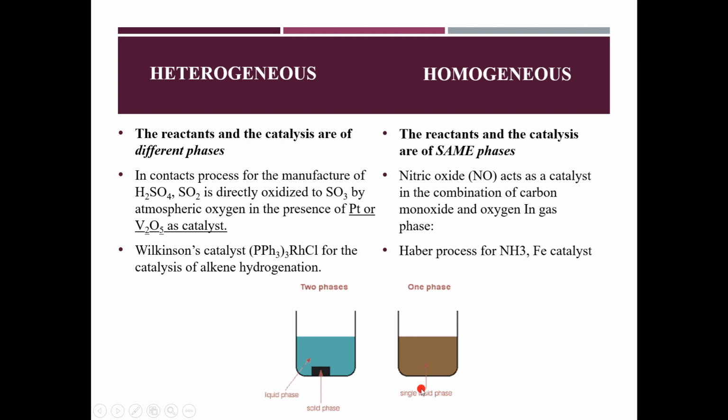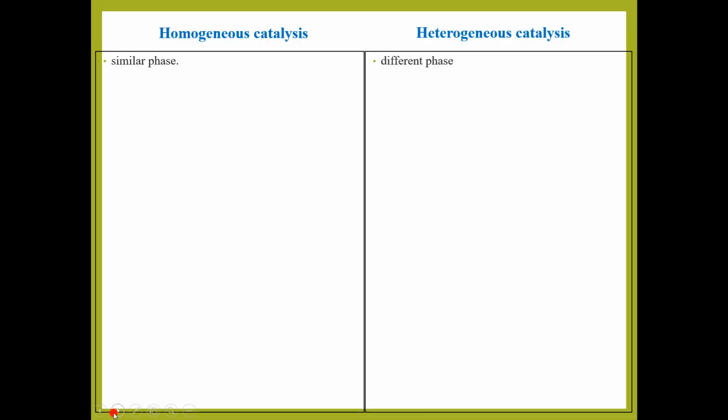Okay, so homogeneous means what? Everything is in one phase. Heterogeneous means in different phase. Okay, we'll see now the difference between homogeneous and heterogeneous. So this is the basic difference. Second, homogeneous catalysis can be in liquid phase or gaseous phase, whereas in heterogeneous it can be in any of the three phases. It can be liquid, gas or solid. Okay, your heterogeneous catalyst can be a solid also.